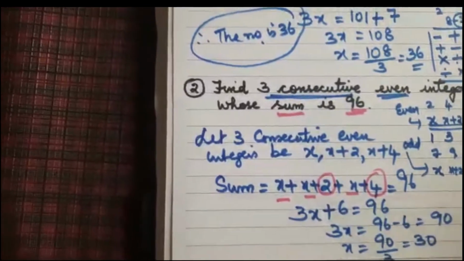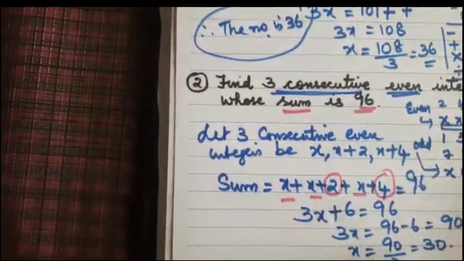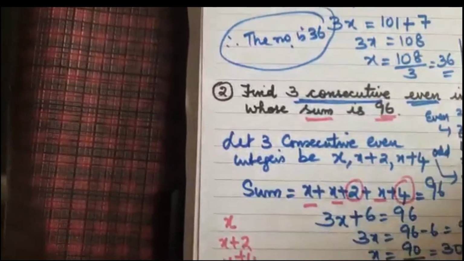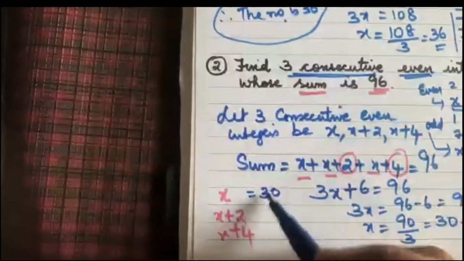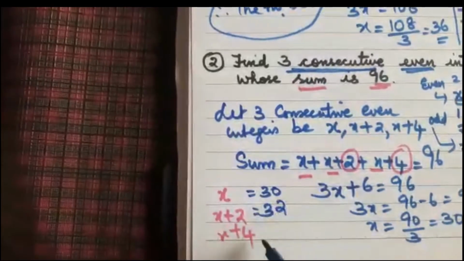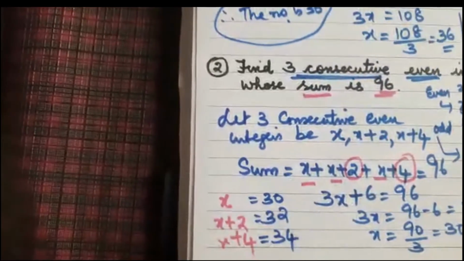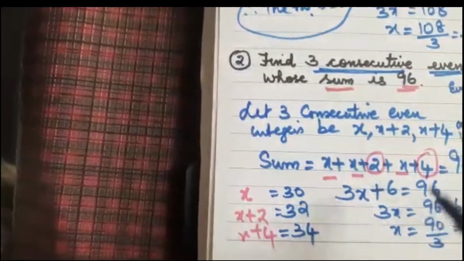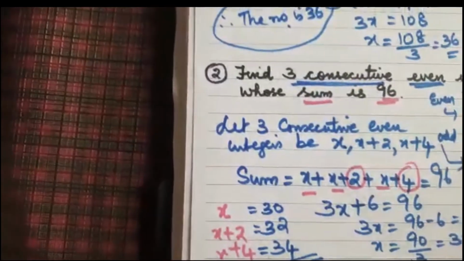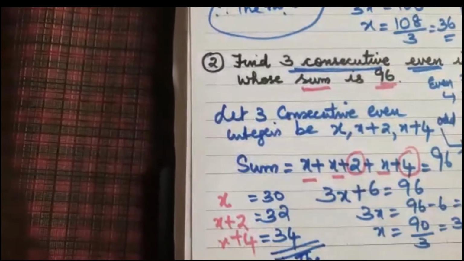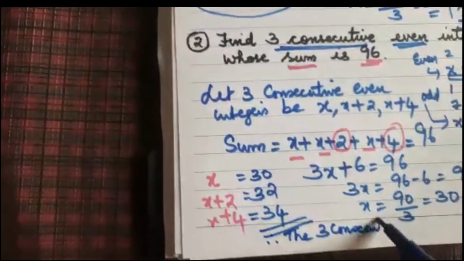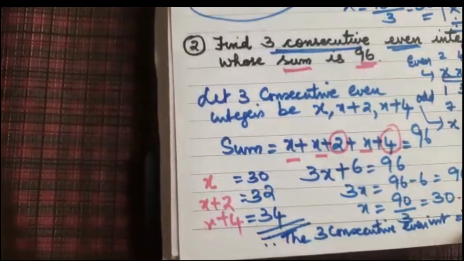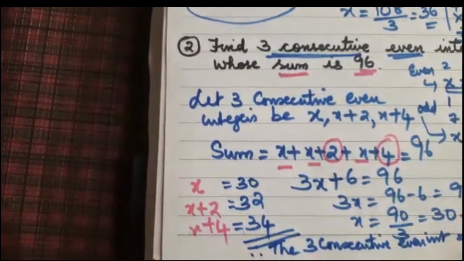So my first number is x, that is 30. Second number is x plus 2, and the third number is x plus 4. What did I get? x is 30, x plus 2 is 32 and x plus 4 is 34. So you add up all this, you have to get 96, isn't it? 30, 60, 90, 94 plus 2 is 96. So the 3 consecutive even integers are 30, 32 and 34. Understood? Okay, thank you.